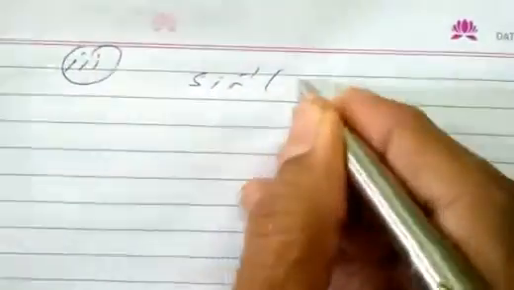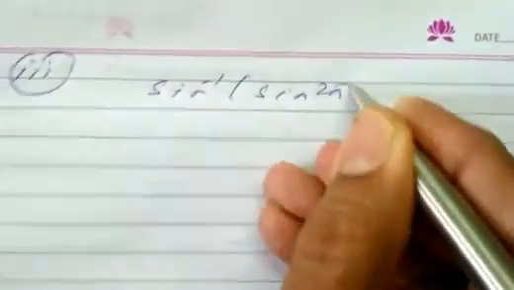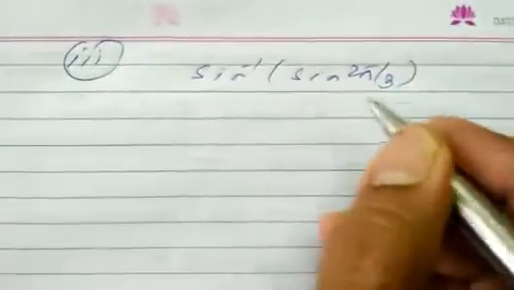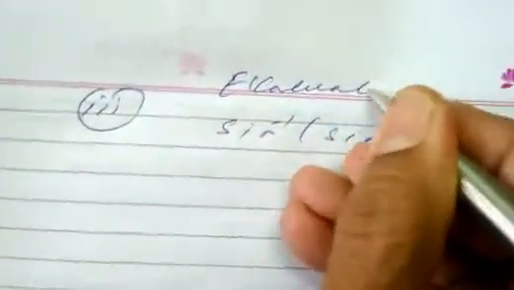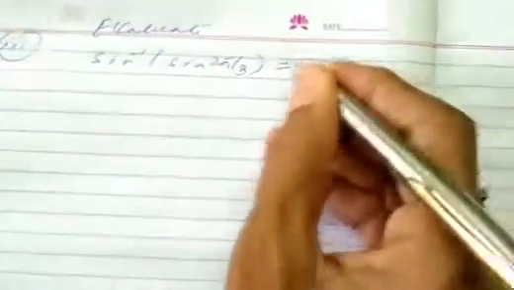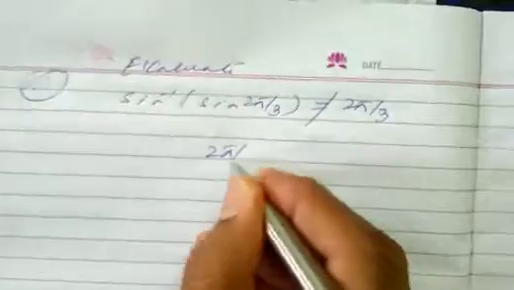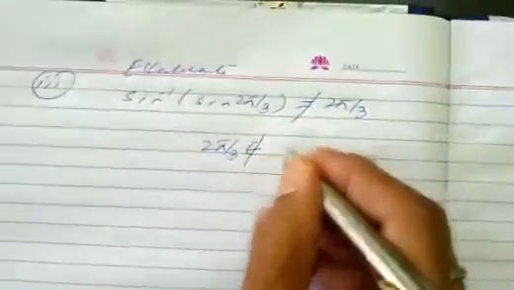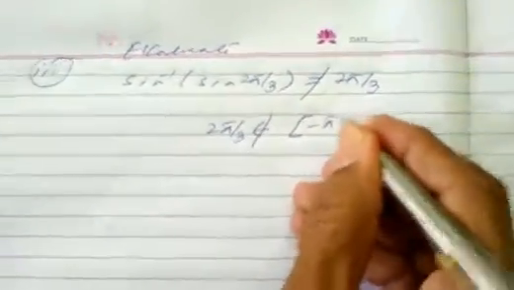Suppose this is sine inverse of sine 2 pi by 3. Evaluate it. Is 2 pi by 3 the answer? No, 2 pi by 3 is not the answer, because 2 pi by 3 does not belong to minus pi by 2 to pi by 2.